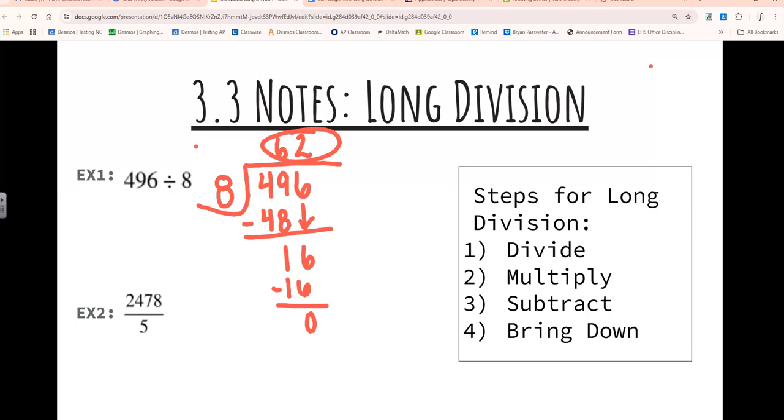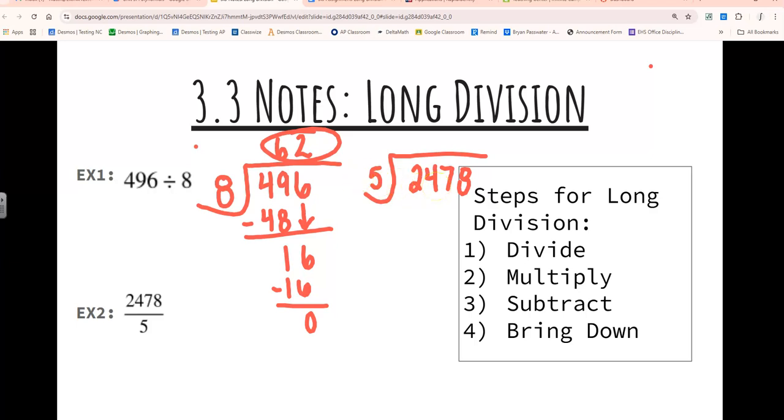Okay. Now that one went evenly. Not everything goes evenly. So will the next one divide evenly? No, because if it is divisible by 5, it should end in a 5 or a 0, right? So this one's not going to go evenly. So I'm going to write it over here because I'm out of room down here. So we're dividing by 5. 5 will not go into 2, but it will go into 24.